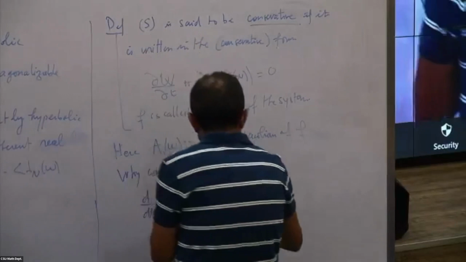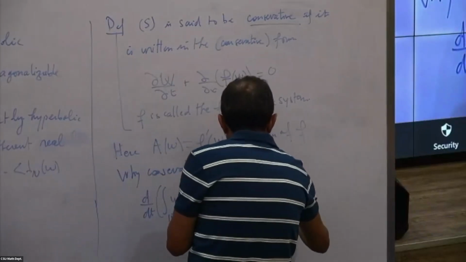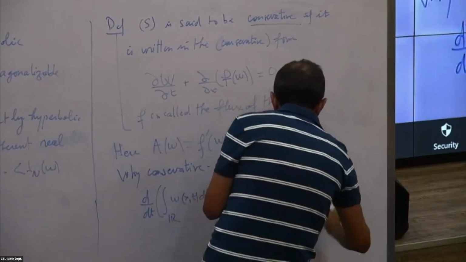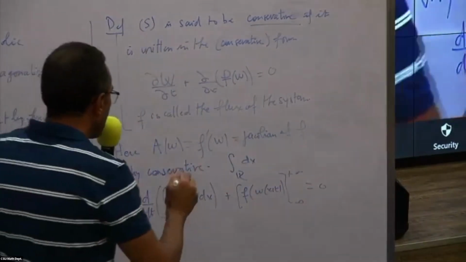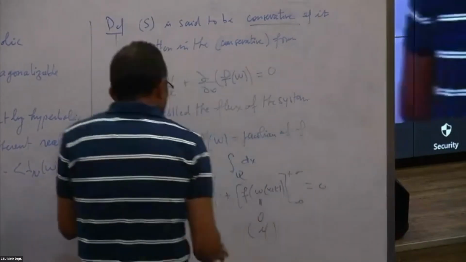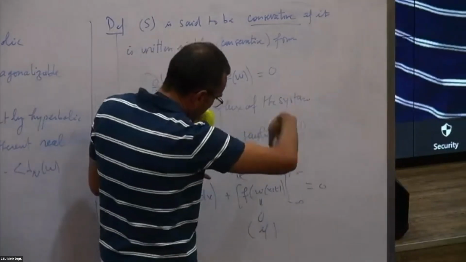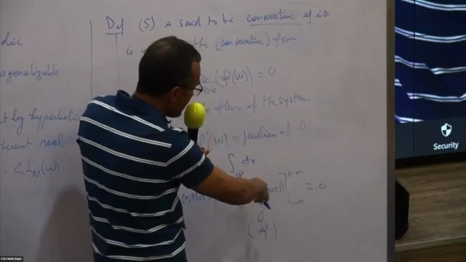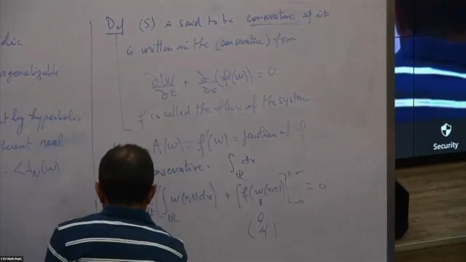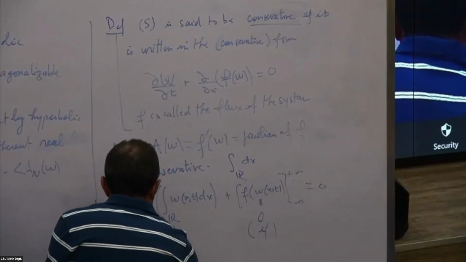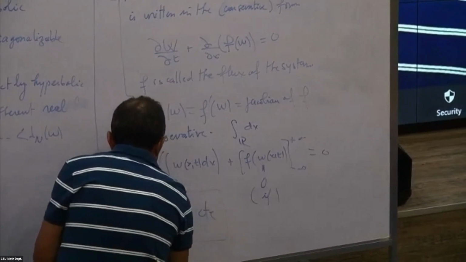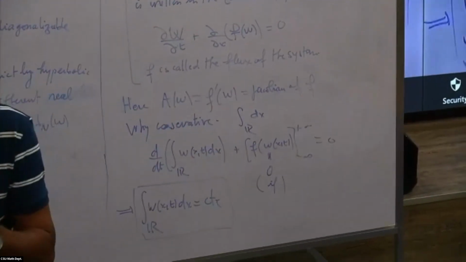So you integrate this, you will get something plus f of W at x between minus infinity and plus infinity, which is 0. So you assume that everything works. You assume that if this is 0, it means that your W at plus infinity and minus infinity is the same and is bounded, for example. Then necessarily this quantity is conserved in time. This is why we say the system is conservative.